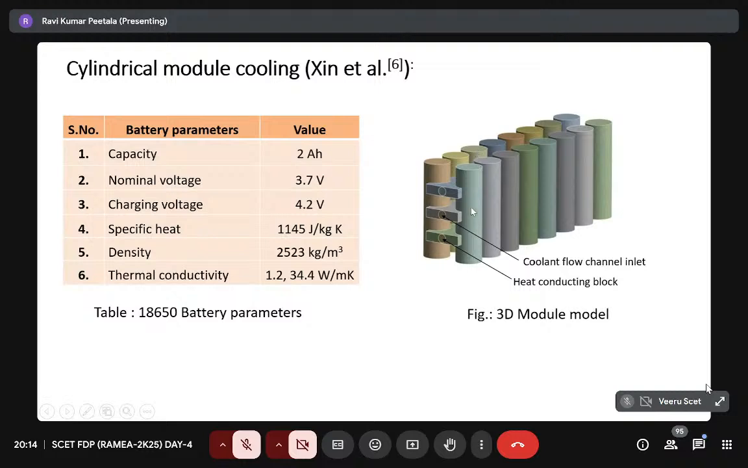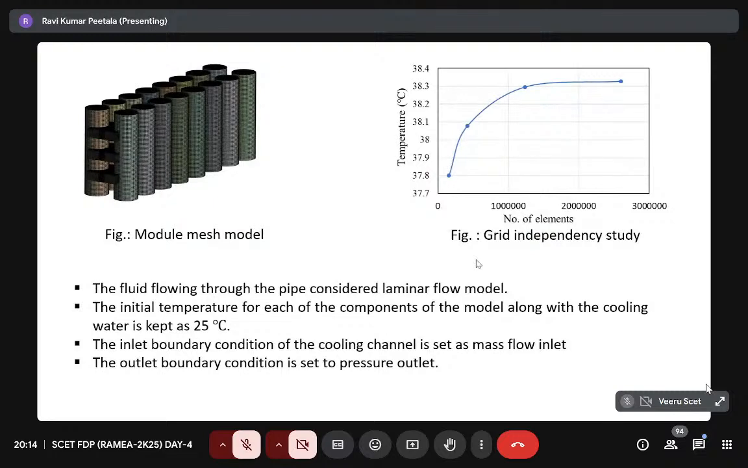water or air, sometimes, where we use. So we supply the air in this channel so that the cooling is happening uniformly across the whole battery pack. So this is a mesh, and I did the grid independent study.